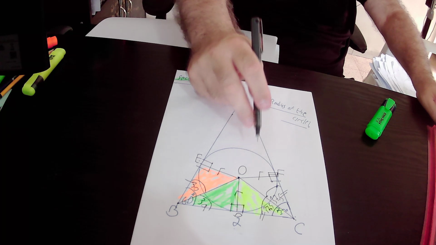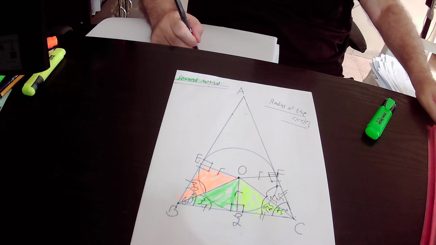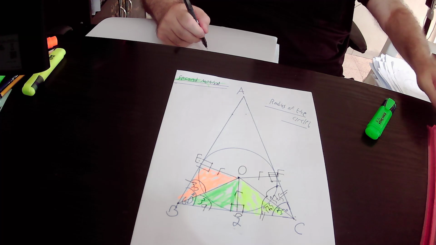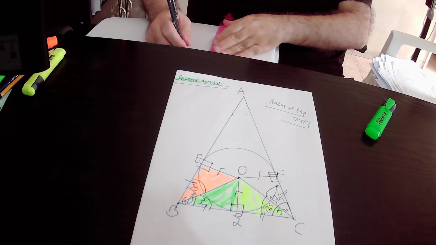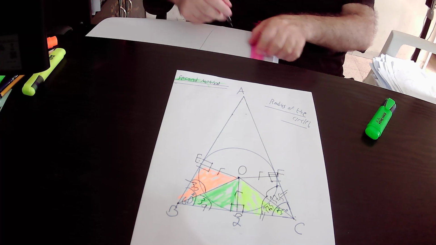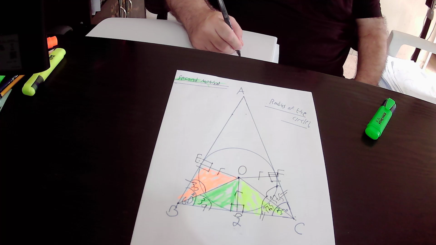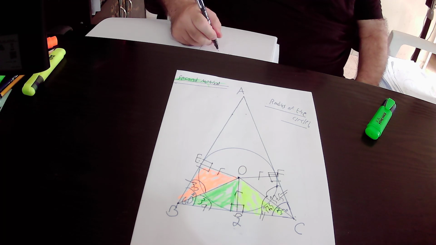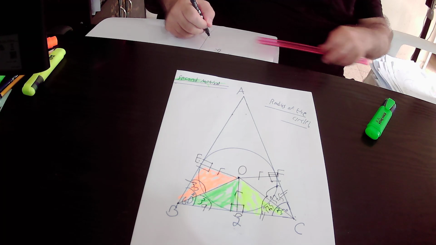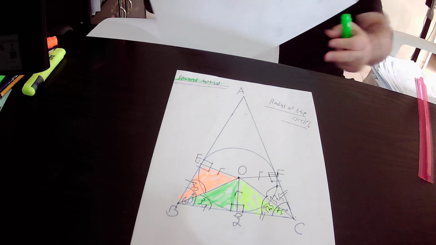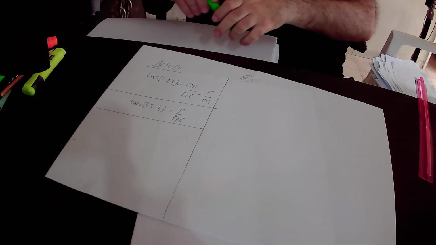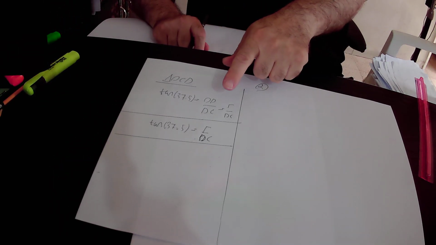OD equals R, so we substitute OD by R over DC. So in conclusion, I found out that tangent 37.5 degrees is equal to R over DC. I'll repeat again: tangent 37.5 degrees equals R over DC.